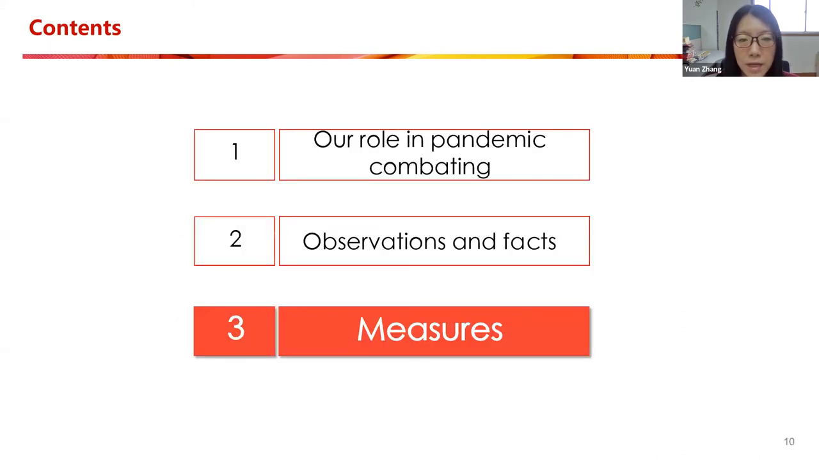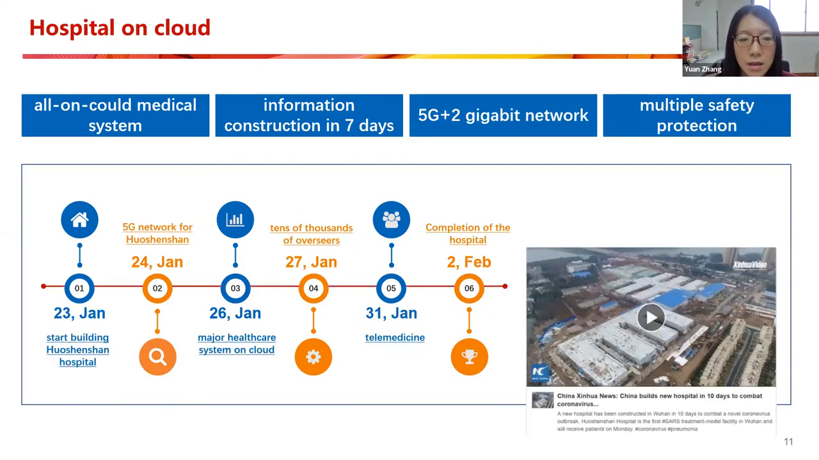So the third part, measures that we have taken. The miracles, as Shen just mentioned, that we have built a hospital in 10 days. There's something more I could talk about. Instead of one, we built three: the Huoshenshan Hospital, the Leishenshan Hospital, and a special hospital for women and children, all in Wuhan City. And we were building them on cloud. I mean, all the medical systems and the information systems are deployed on cloud. They are the first hospitals on cloud in China. The whole construction took 10 days, but we only took 3 days to deploy the network and cloud resources.